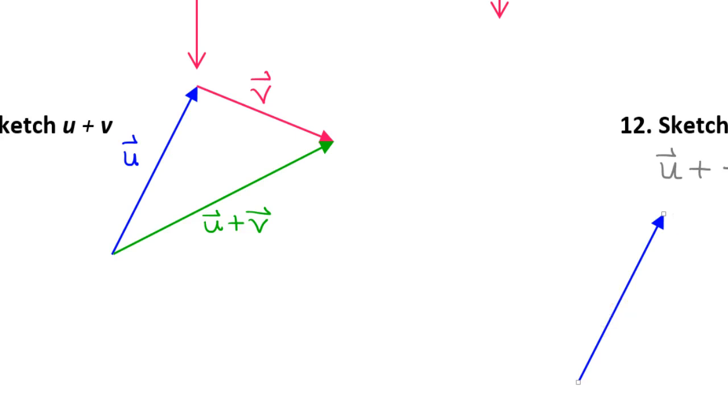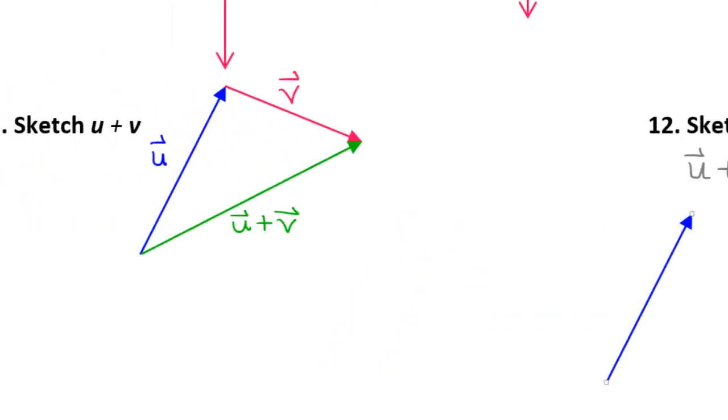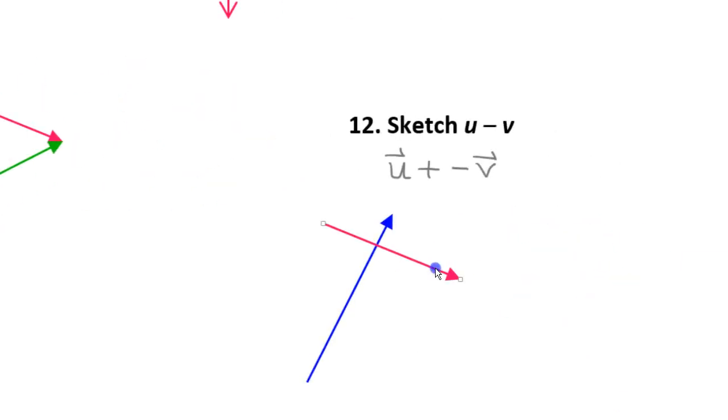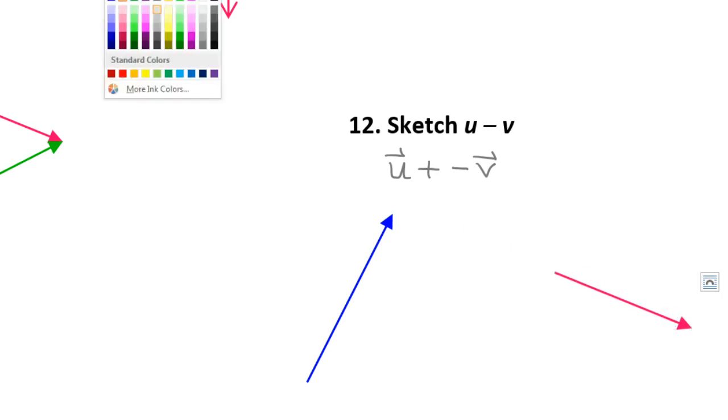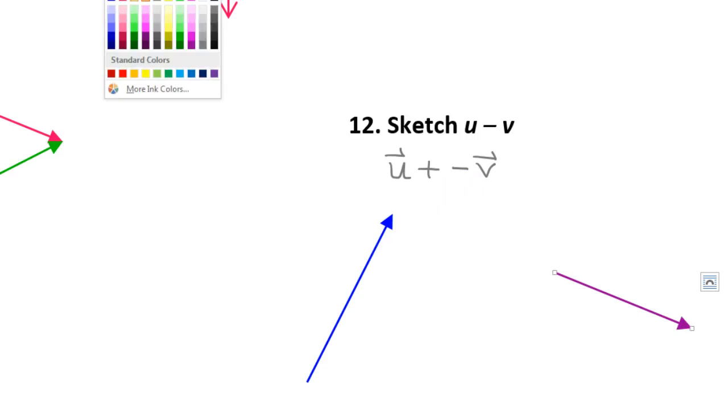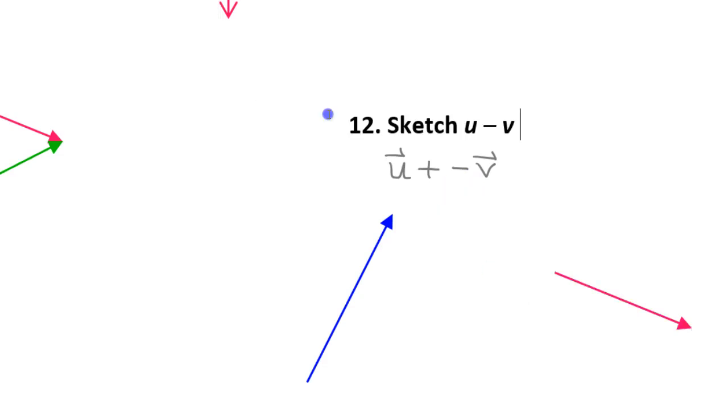So the only question is, how do I make vector negative v? Well, let's start with vector v. Just going to Control C, Control V. So right now, this is vector v still. Okay? Vector negative v should be a vector. Oh, I didn't know you could change the colors like that. Let me put it back. Vector negative v should be a vector that is the same length, but that is going in the opposite direction.